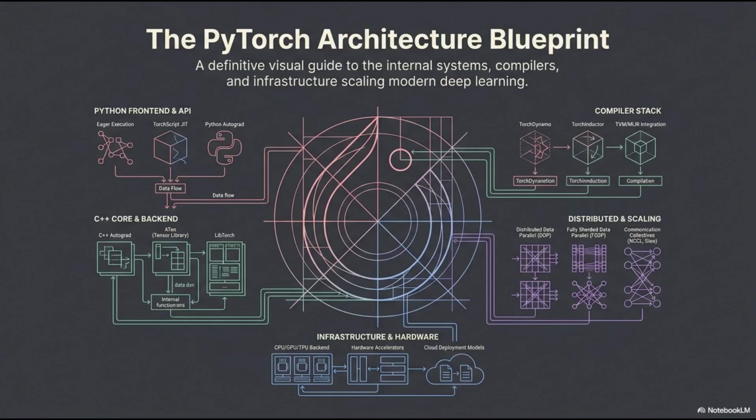Below this, we address distributed and scaling capabilities, essential for training large models on massive datasets. PyTorch offers robust solutions like Distributed Data Parallel (DDP) and Fully Sharded Data Parallel (FSDP), which efficiently distribute computation and memory across multiple devices. These rely on high-performance communication collectives such as NCCL and Gloo for inter-device communication.